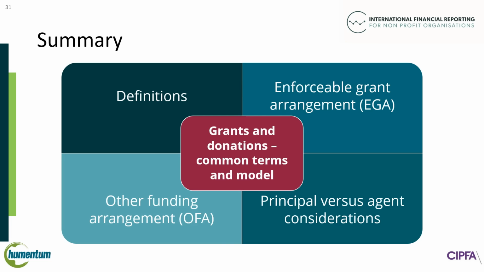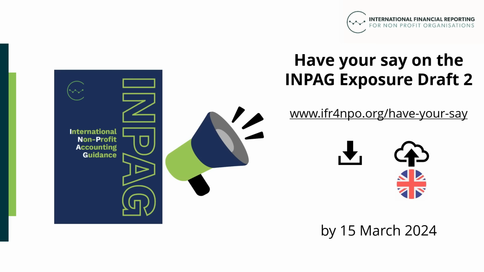The existence or otherwise of an enforceable grant arrangement is fundamental to the treatment of grants received or grants made by an NPO. Importantly, revenue and expenses share a common recognition and measurement model, which has been adapted from IPSAS. We have also outlined the significance of whether an NPO is operating as a principal or an agent in a grant arrangement. We look forward to hearing your feedback on the proposals in Exposure Draft 2.